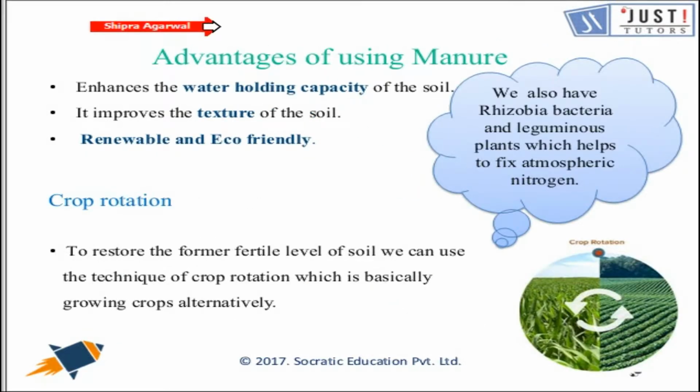Now, what are the advantages of using manure? It provides water holding capacity and texture to your soil, and as it is renewable and eco-friendly, it is not going to harm the seeds or the person who is using it. So it's beneficial to use manure instead of fertilizers. Now, crop rotation. Crop rotation is basically the successive cultivation of different crops in a specified order on the same fields. We plant different crops on the fields to maintain the fertility of the soil.